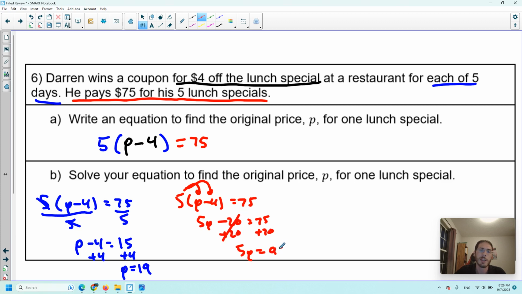5p equals 95. And I'm going to divide both sides by 5. Again, that's 19 nickels in a dollar. Or 19 nickels is 95 cents. 20 nickels is a dollar. You're 1 nickel short. So P has to be 19.